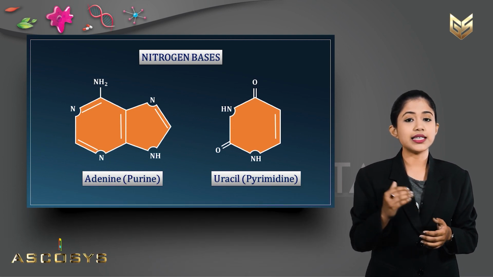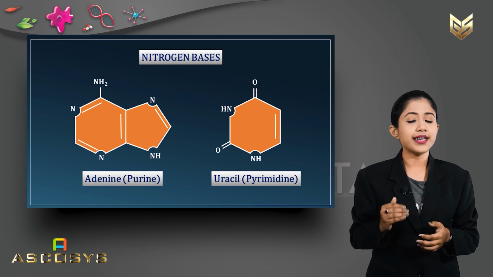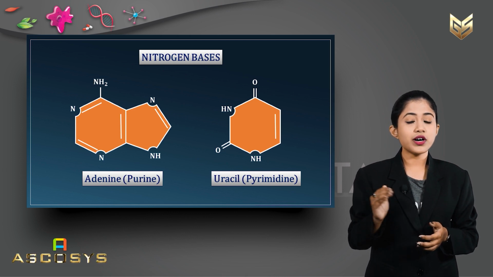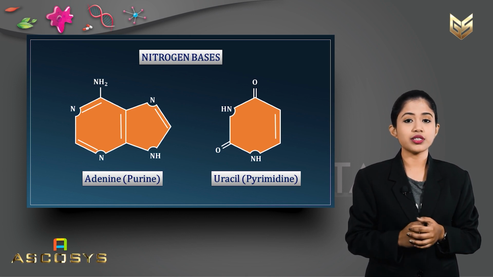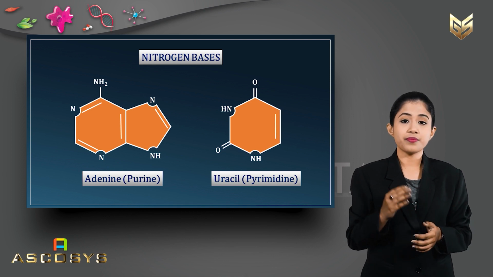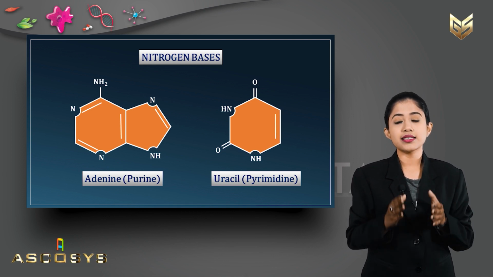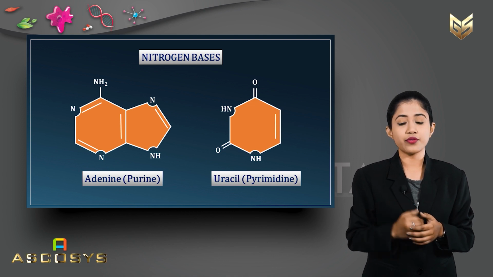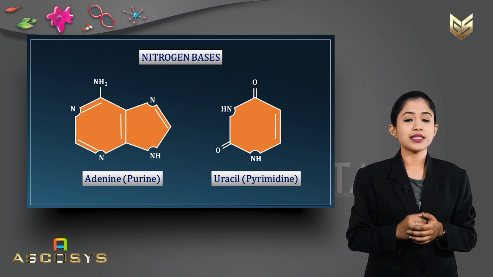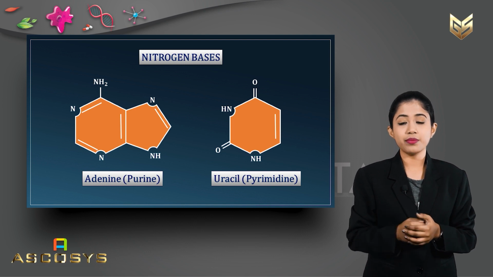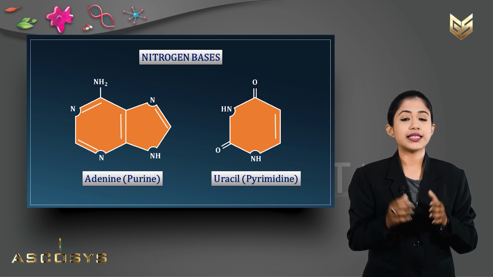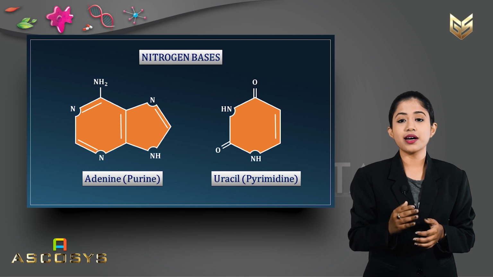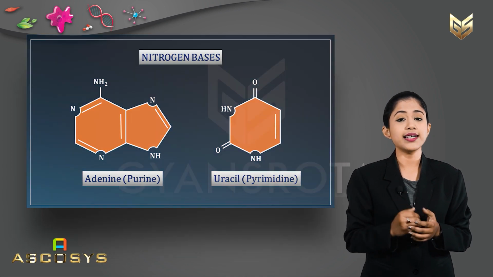You can see the structure of these nitrogenous bases. What you can see? These are all heterocyclic rings, right? So, the first one is the structure which shows adenine. Adenine is a purine and it has 9 carbons. So, you can see the structure of this purine. And the next is pyrimidine. For example, we have taken guanine. They are going to have 6 carbon atoms in their heterocyclic rings.